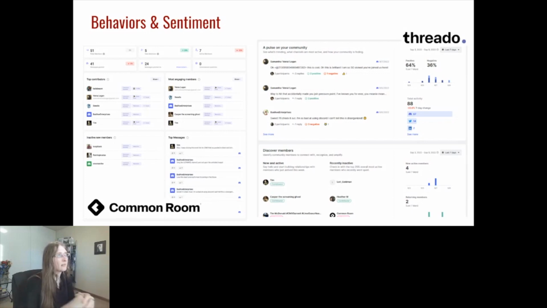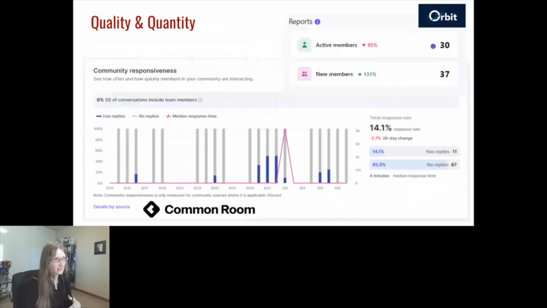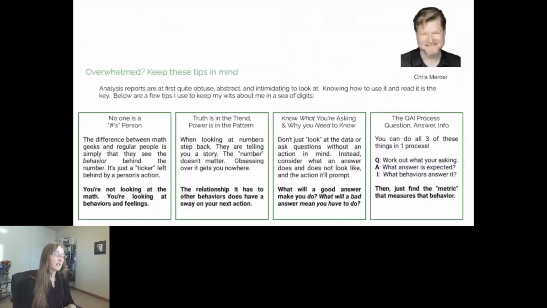It's about behaviors and sentiment, and it's about quality and quantity. And if you're feeling overwhelmed, no worries. You have to start somewhere. Measuring is a muscle. No one's a numbers person. Just focus on the truth that you find in a trend and look at the power that you have in understanding the pattern. Know what you're asking for and why you need to know, and always revert any question that you get from your business to what action are you going to take if this question turns out to be this information versus this information. Follow that QAI process.